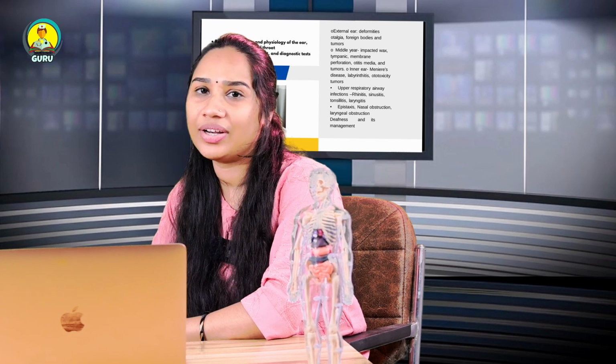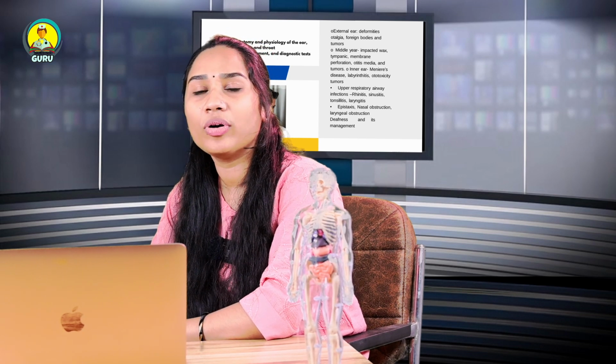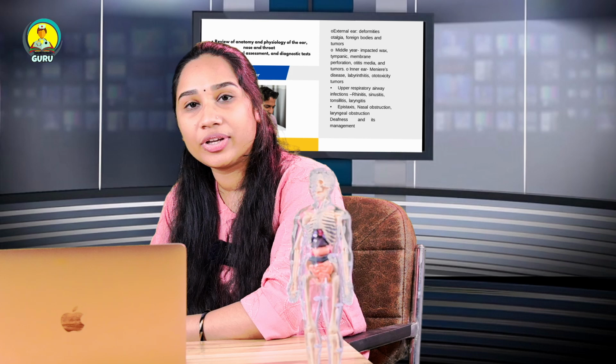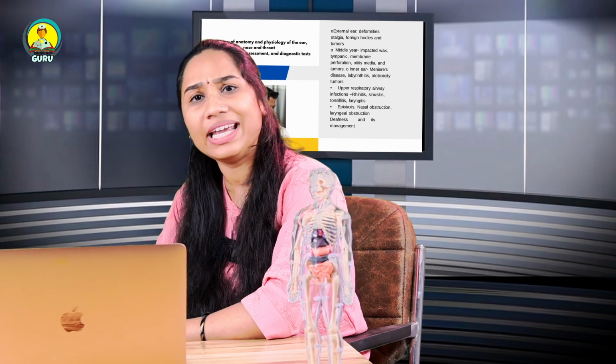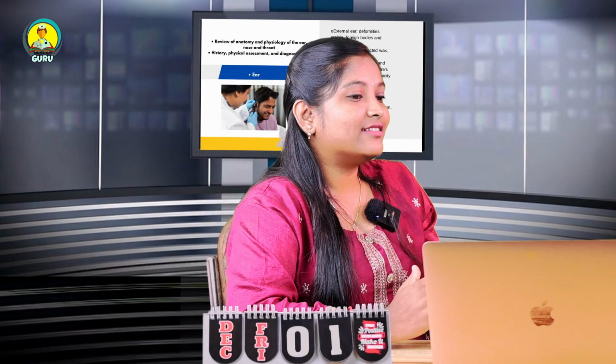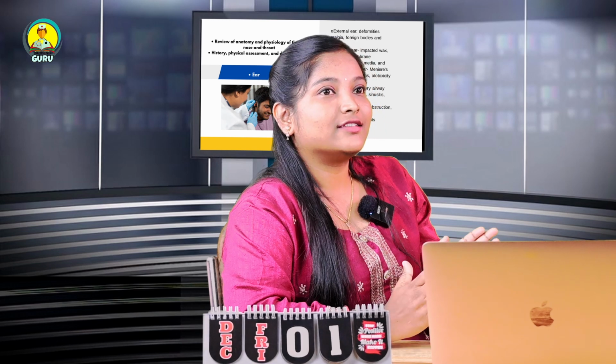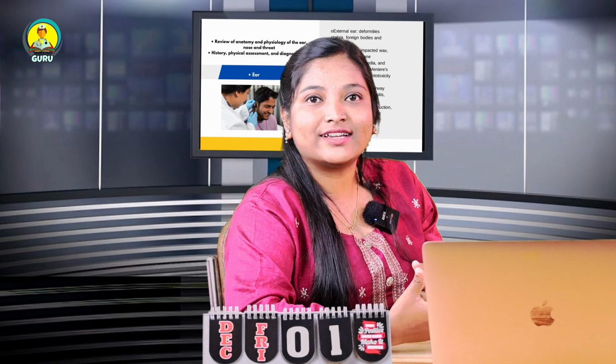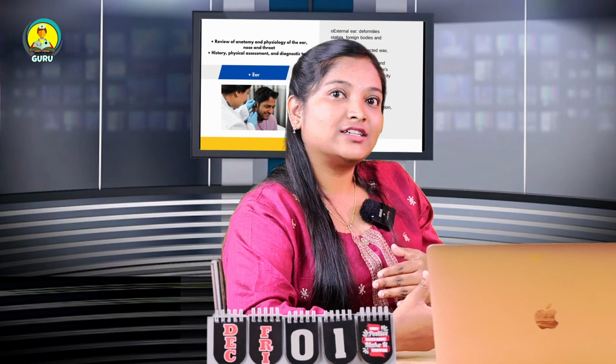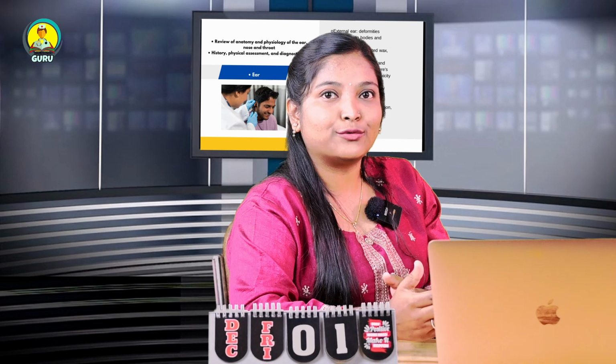So in this subject we have 11 units. We can talk about the first unit, nursing management of patients with disorders of ENT. In this first unit itself, the students will gain knowledge regarding ENT. ENT means ear, nose and throat. The students will gain knowledge regarding the disorders that come under the ear, nose and throat.